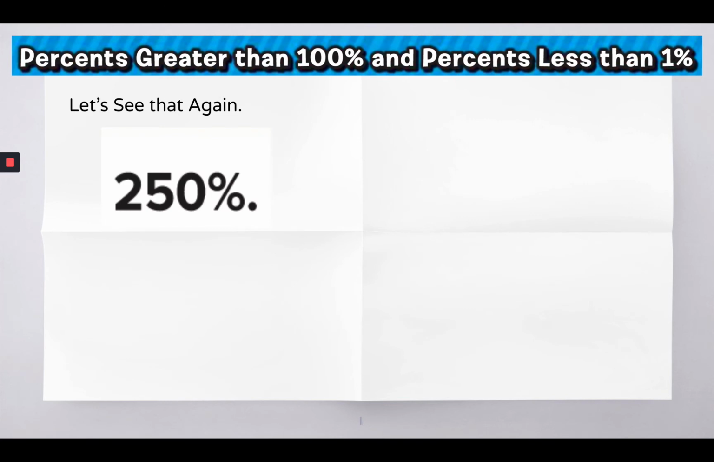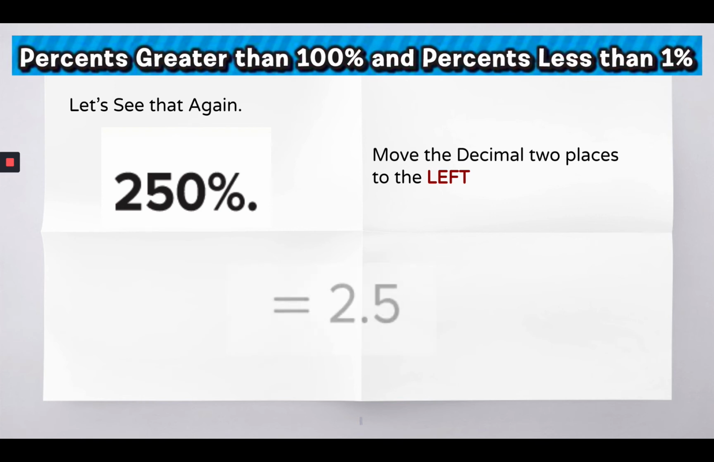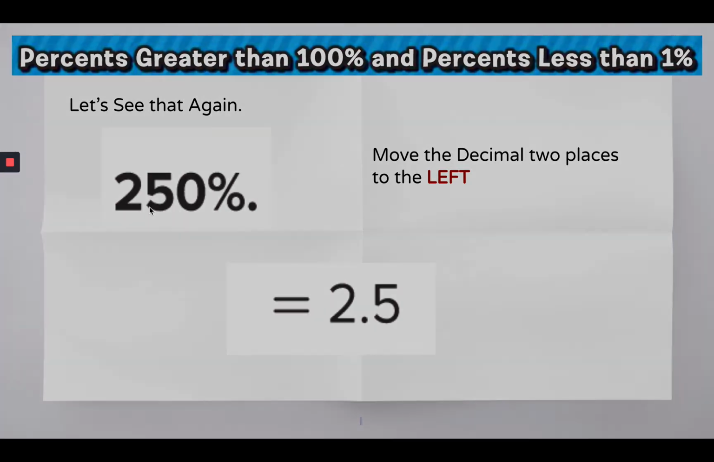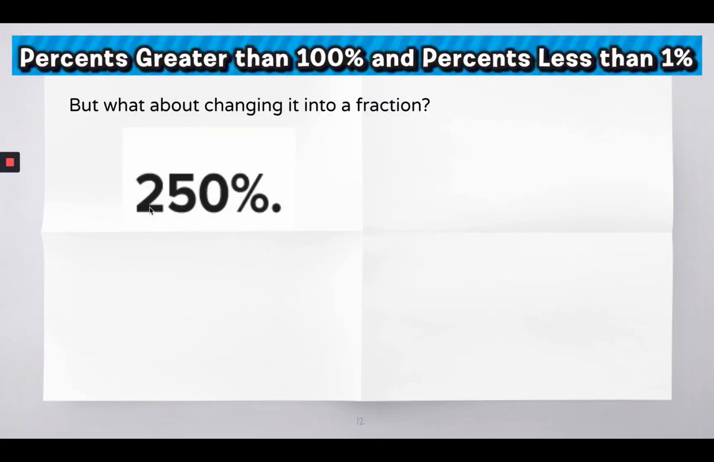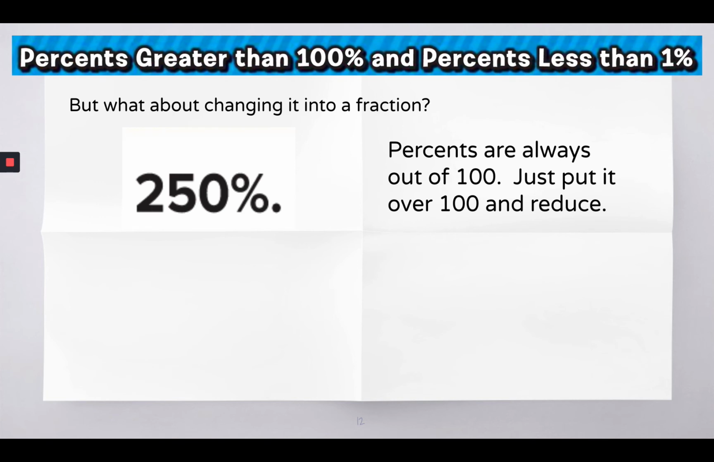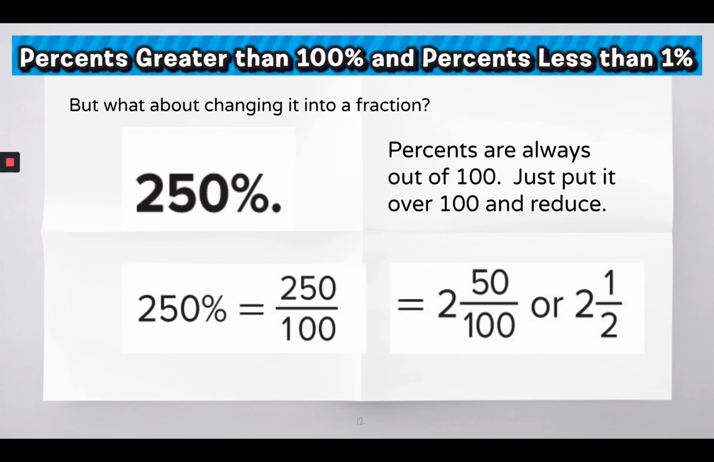So let's see that again. 250 is a percent. To change it to a decimal, I'm moving it 2 places to the left, 1, 2, 2.5. To change it into a fraction, I can put it over 100 and reduce. 2 and 50 hundredths, or 2.5.